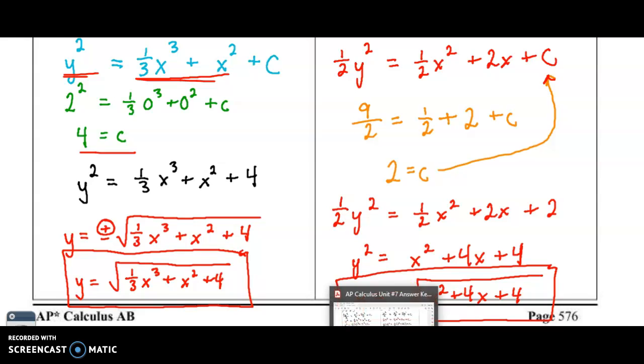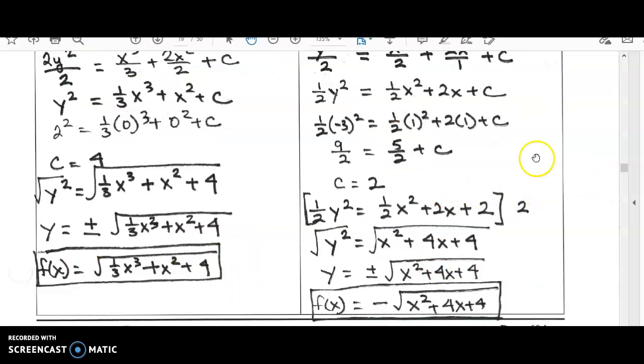So just to show you an answer key, pretty much it worked out the same exact way as I did, a little bit more work, and he explains this last step. It was plus or minus, but we only wanted the negative here.